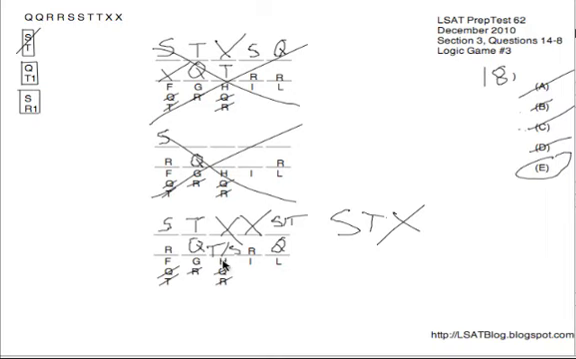T could attend H, doesn't have to. We could have T on L instead and then have S on H. So E is our answer by elimination for number 18.